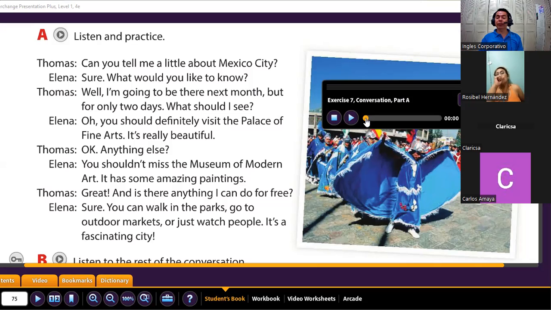Okay, now please repeat for the second time. Vamos a repetir la parte del audio. Yes? Part A. Listen and practice. Listen and repeat. Can you tell me a little about Mexico City? Sure. What would you like to know? Well, I'm going to be there next month, but for only 2 days. What should I see? Oh, you should definitely visit the Palace of Fine Arts. It's really beautiful.